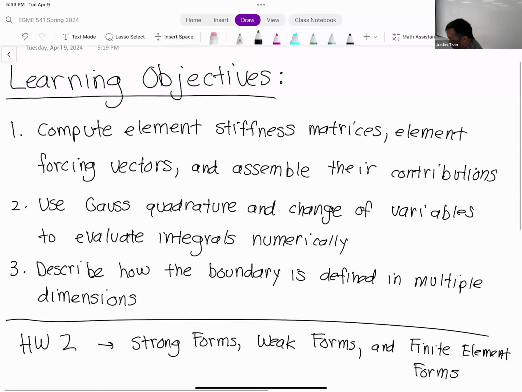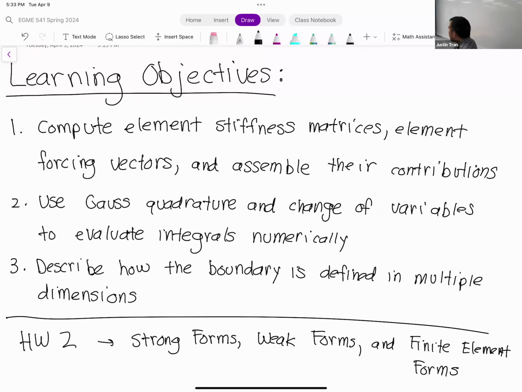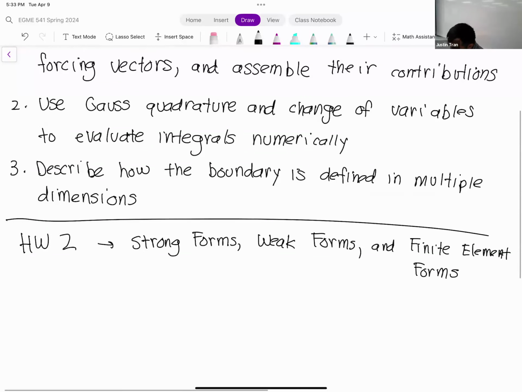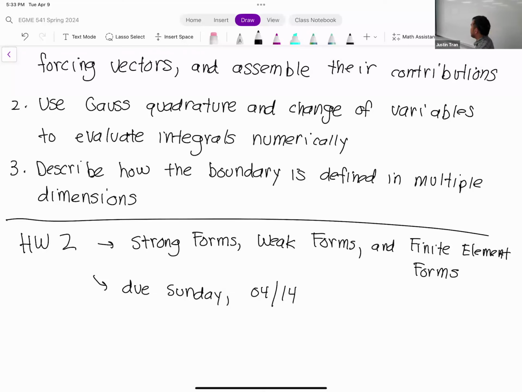You should have everything you need to complete probably the first 3/4 of the homework assignment, because we've already covered strong forms and approximate solutions to weak forms. After today, you'll have everything you need for the finite element form. This is going to be due this Sunday, which is April 14th.